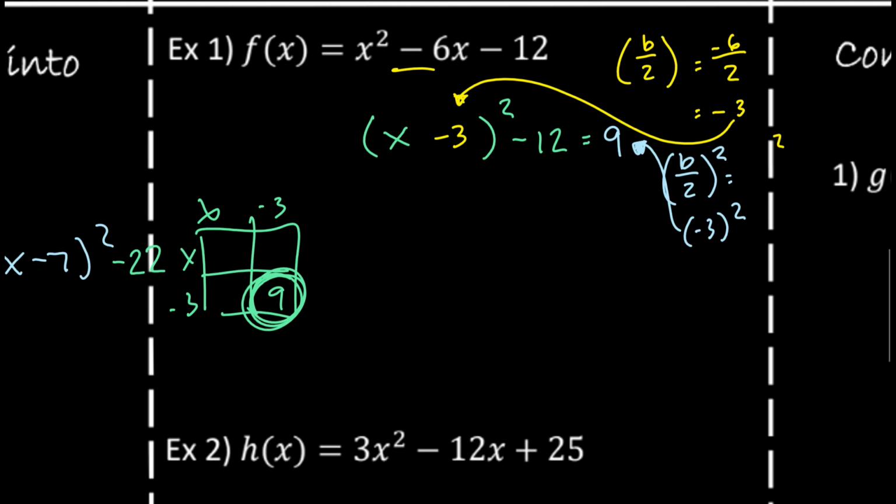Now, is this fully in vertex form? What's wrong with it? Yeah, but in vertex form, do we ever have numbers on both sides? No. So what do you think I need to do? Subtract 9 over. So what is negative 12 minus 9?